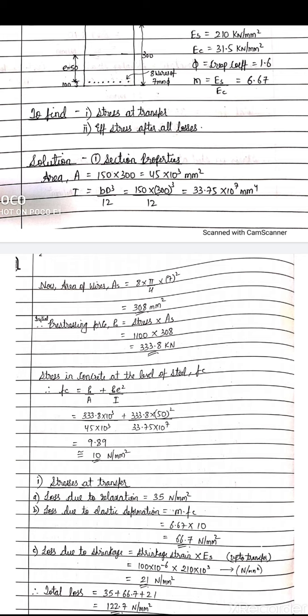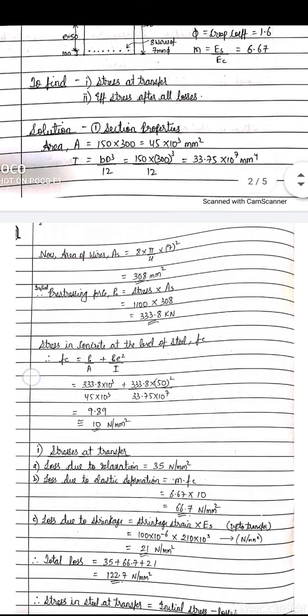So now we will find out what is the stress in concrete at the level of steel. So we have discussed this in the previous lecture. Fc is given by P by A plus P e square upon I. So we have the value of P, we have the value of A, we know the eccentricity, which is nothing but 50 mm, and we have also the value of moment of inertia I. So from that we got the value of Fc as 10 Newton per mm square. So now these are the basic values which we got. Now we can actually go to find out the first part of the question, that is to find out the stress at transfer.